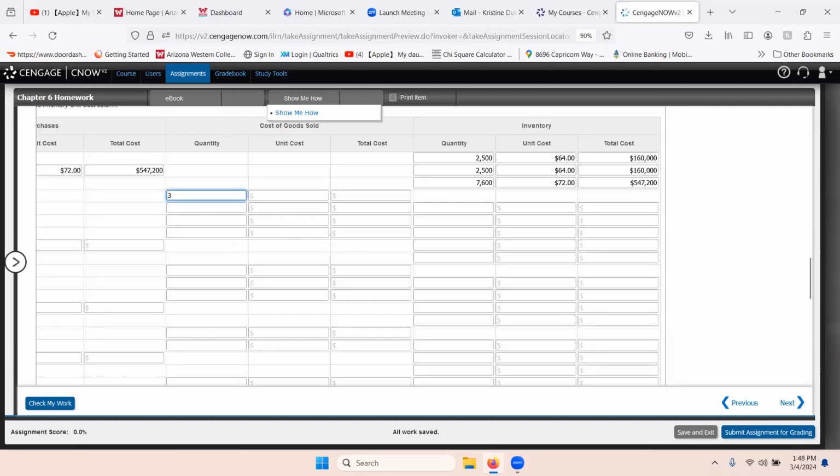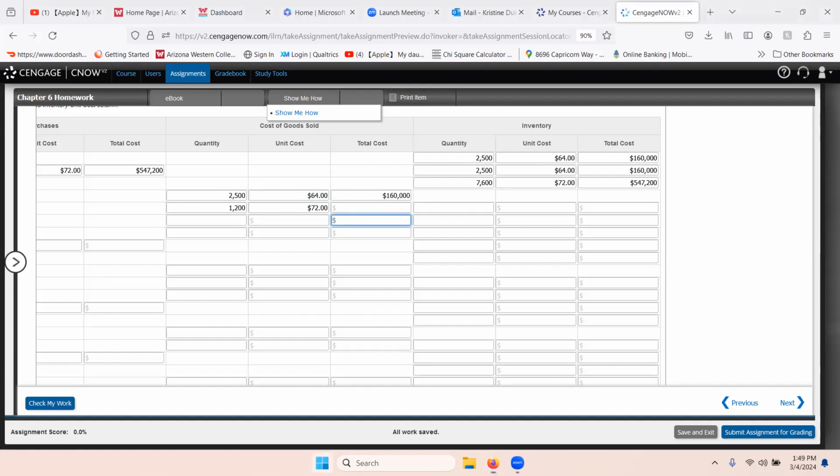I sold 3,700 units. First thing I notice is that's too much up here. I only have 2,500 units at 64. So let's put 2,500 here. We sold 3,700, so I need another 1,200 to track, which together make 3,700. Those 1,200 are at 72. So now I have no more yellow batch. It's gone. The only batch I have is orange. That is the only cost I have.